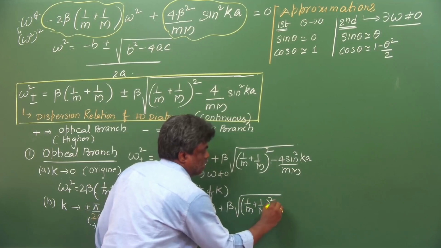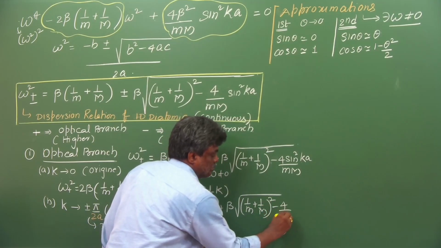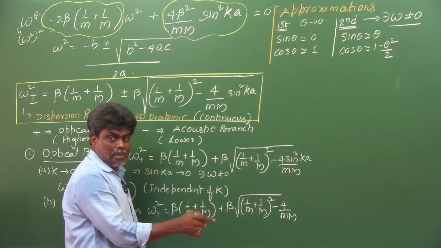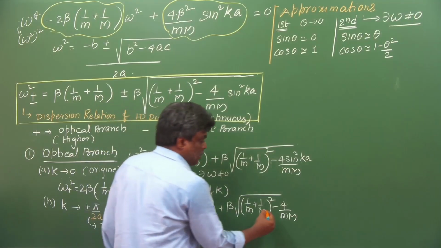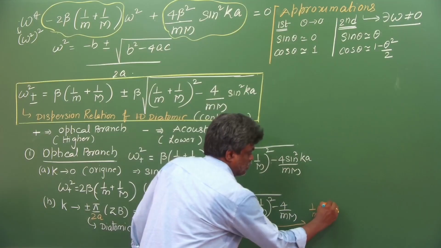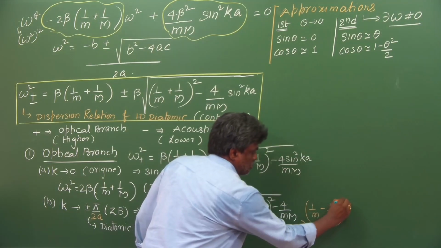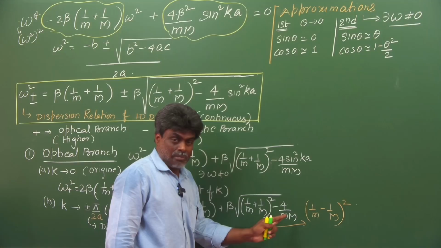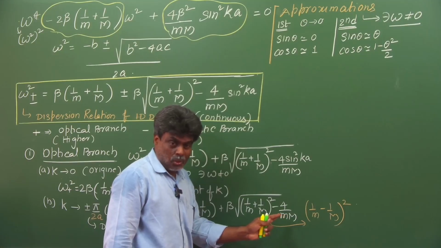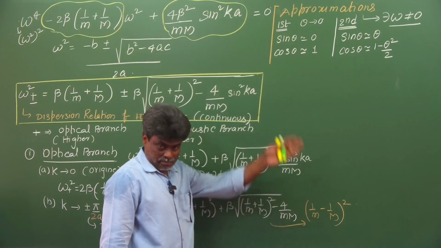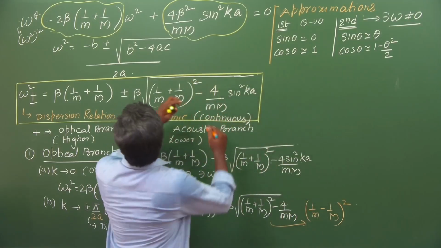Whole square minus. This is nothing but a plus b whole square minus 4ab. A plus b whole square minus 4ab is nothing but... Okay, right? Don't ask, is it 1 by capital M minus 1 by small m? No. Why? Small m is less than capital M. That is the assumption we have to make.